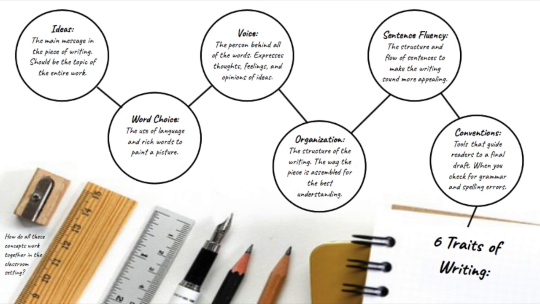And then lastly, the writing concept that we worked on was the 6 traits of writing. We really went into this during the writing process when we were working with our students to create their own piece of writing. It breaks down into ideas, word choice, voice, organization, sentence fluency, and conventions.